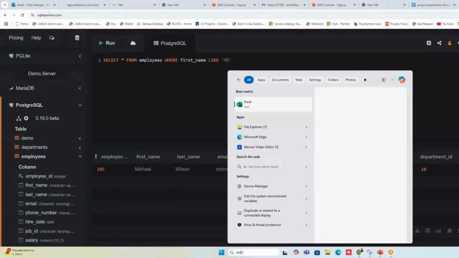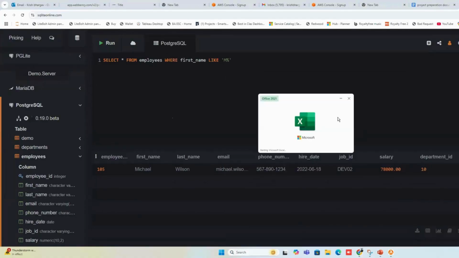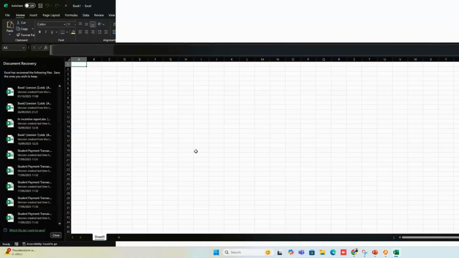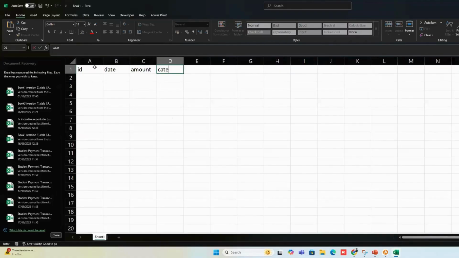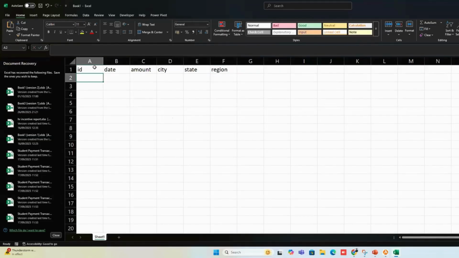Now, what is grouping? Let me show you. I'm going to do it a different way: ID, date, amount, and city, state, and region. So let's say we have something like this. Usually they will be in two separate tables, but let's assume that the table is like this.